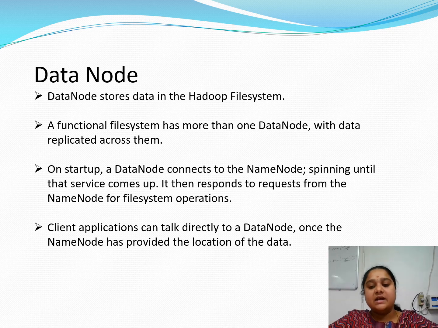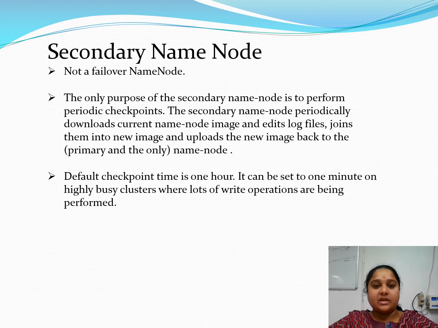What is data node? As I already said, data node stores the data in the Hadoop file system, and it has more than one data node with replication. I already told you the replication factor can be 3. A client talks directly only to the name node. Secondary name node: if there is a failure of the name node, we can find not the exact location, but we can find the traces of the name node, where it was lost, how it was lost and so on.